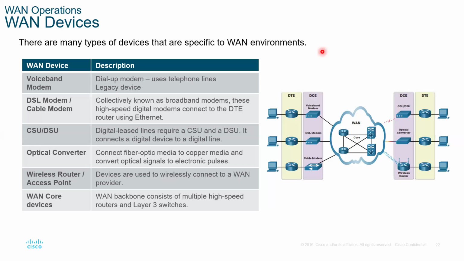over your telephone lines. Then we have the DSL modem or the cable modem, collectively known as the broadband modems. These high-speed digital modems connect to the DTE router using Ethernet. So those two are almost the same as the voice band modem in the sense they convert digital to analog, but they work at much higher speeds than the voice band. The DSL and the cable modem, much higher speeds.